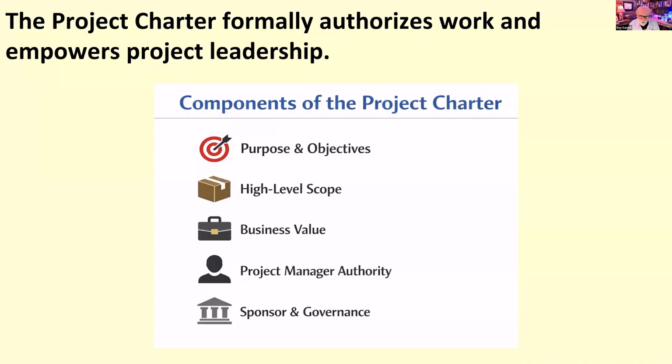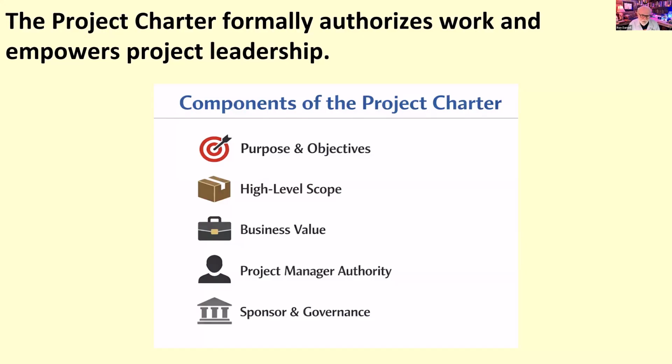And the next thing is high-level scope. This is, again, intentionally broad. It defines boundaries, what's included, what's excluded, without getting into schedules and work packages. All that detail comes later during planning. The business value, again, is a critical emphasis. The charter should clearly state how the project delivers value, the financial, operational, strategic, or social value. If we can't articulate that here, then maybe we shouldn't proceed with the project. If we can't get a clear understanding of what the value is, maybe we shouldn't proceed.